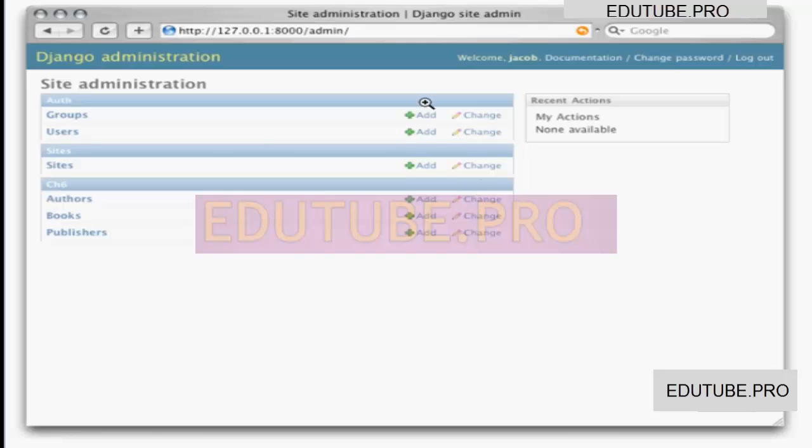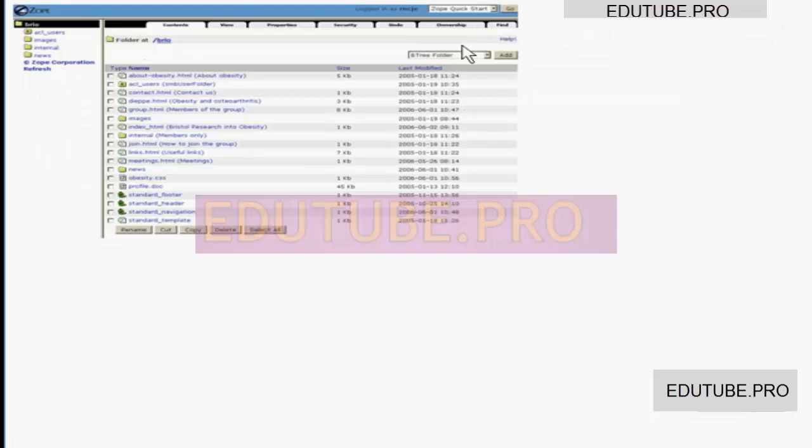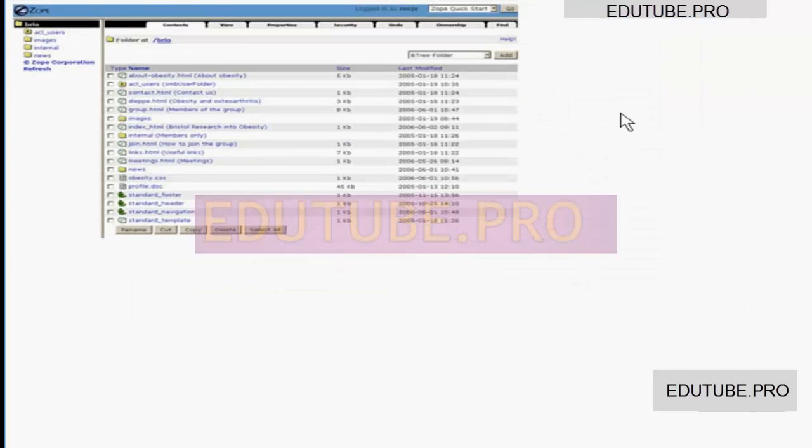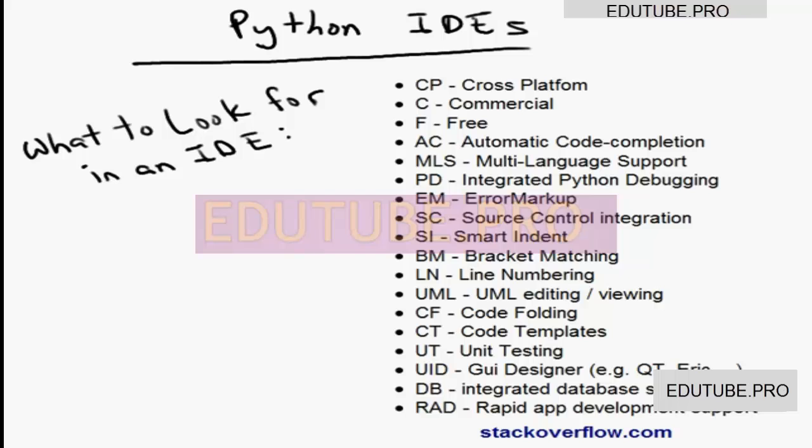SharePoint is the same basic idea as these Python-based web application frameworks, although SharePoint uses Microsoft SQL Server, of course, as its backend, and uses ASP.NET, that's Microsoft's competitor to PHP, as its application logic and presentation language. I also have a screenshot I found of Zope, again a very simple, elegant interface, and that's about all there is to it. Now let's shift our attention to Python Integrated Development Environments, or IDEs.